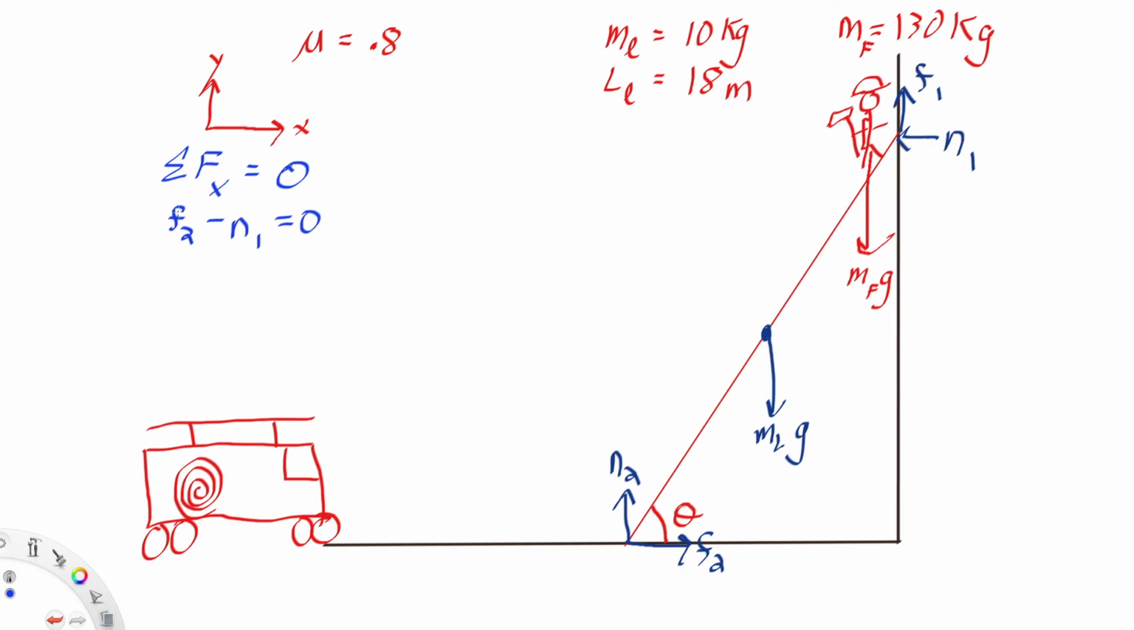So the friction from the ground, that's going to be mu N2 times, and then minus N1. So that tells us there's this relationship between the two normal forces. So N2 equals N1 over mu. What about in the y direction?